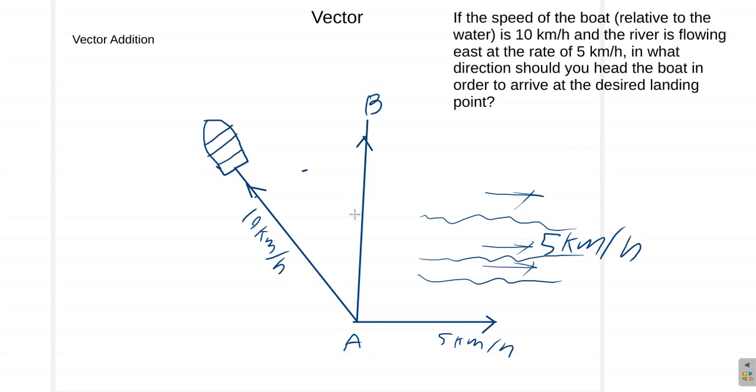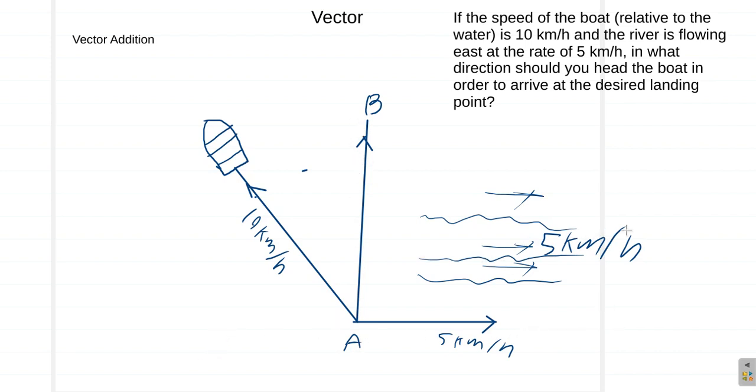Now we have this question. You have this boat, you see? You're at A, and you want to sail the boat straight across to B, 90 degrees to the bank of the river.